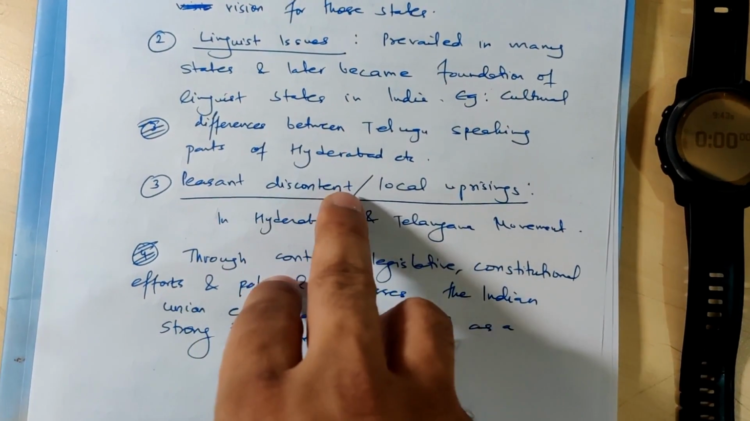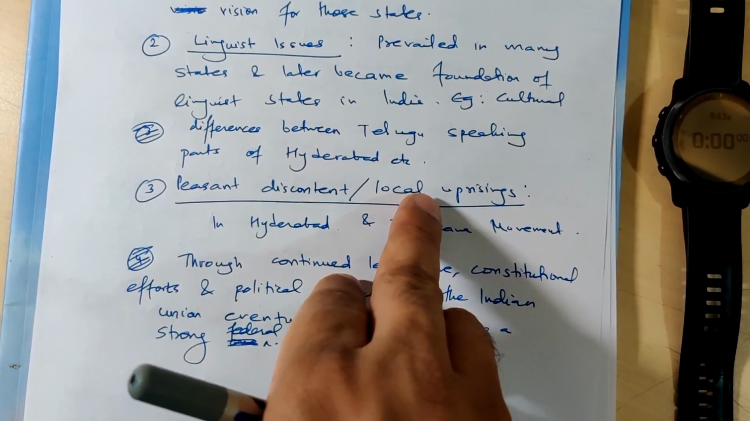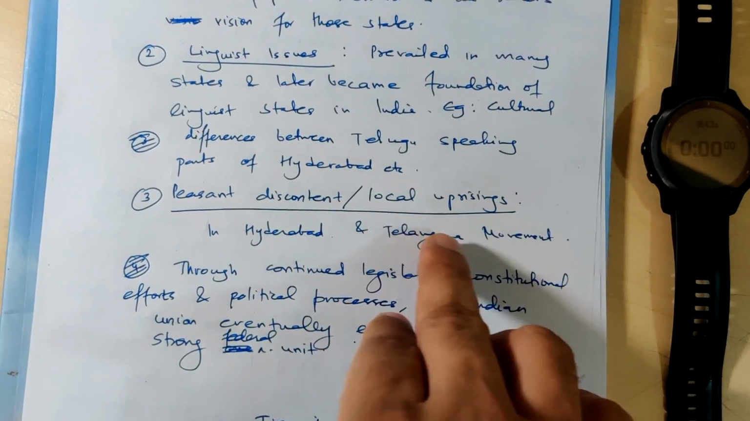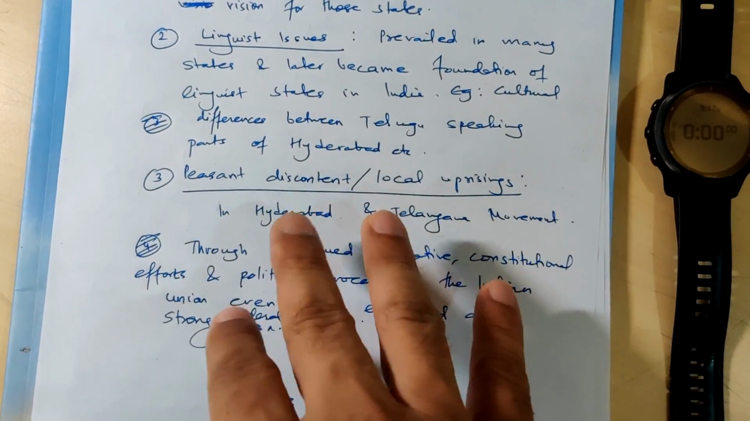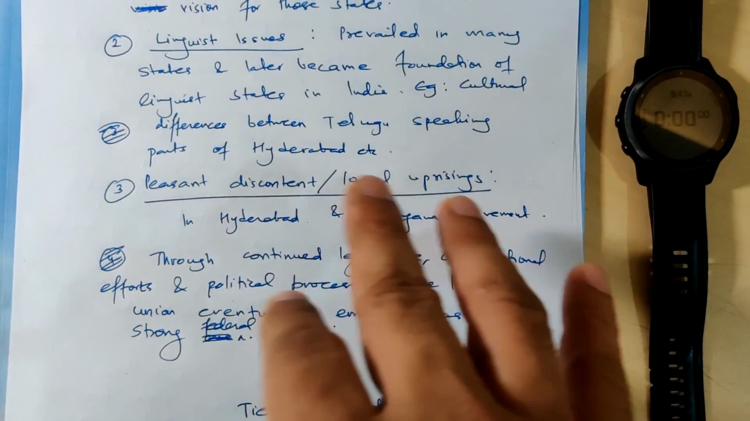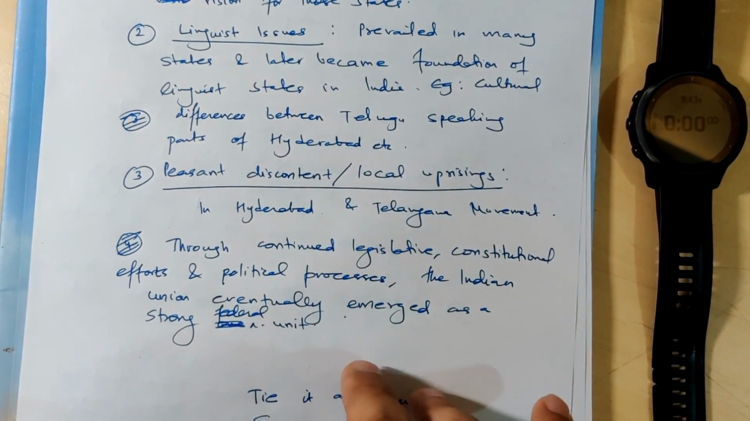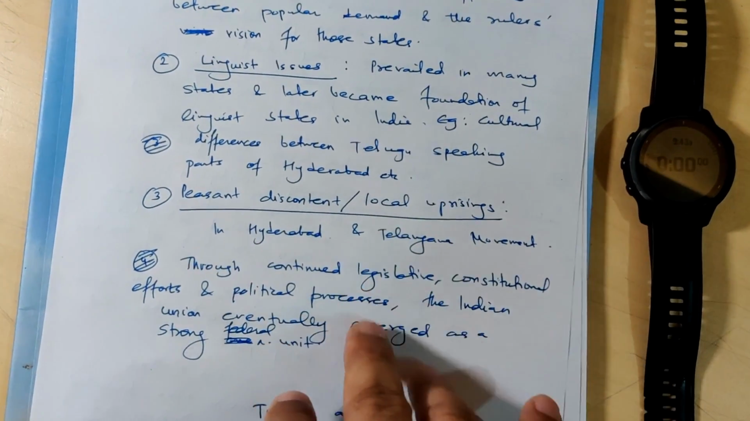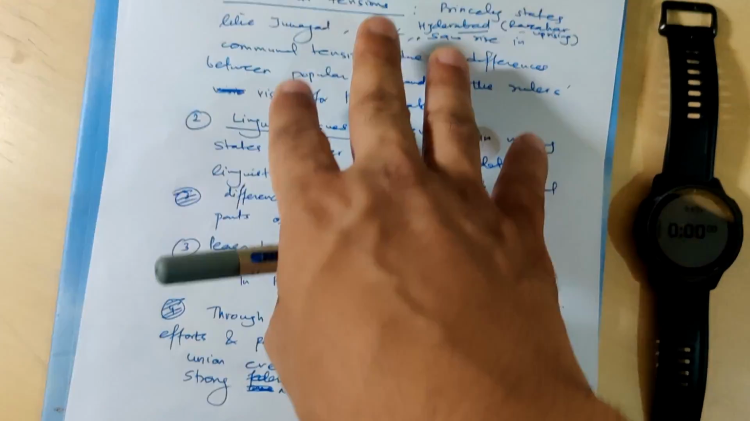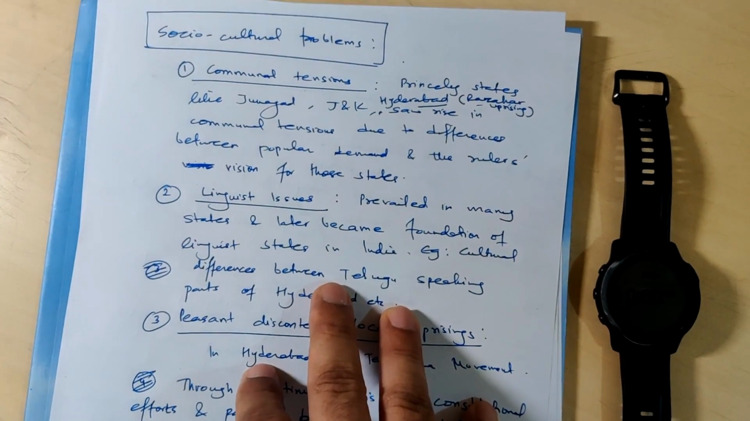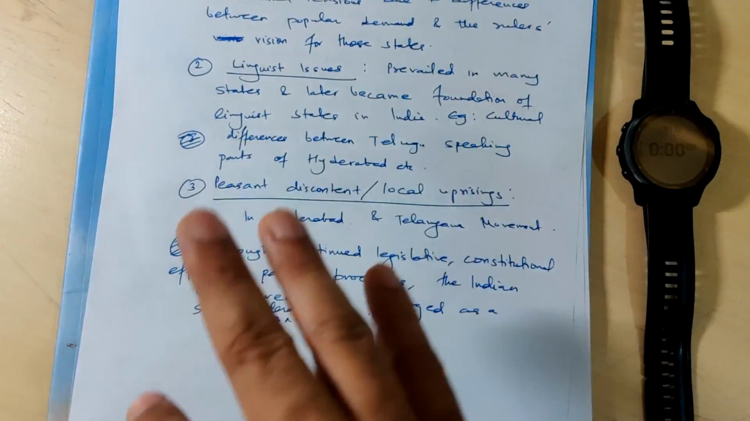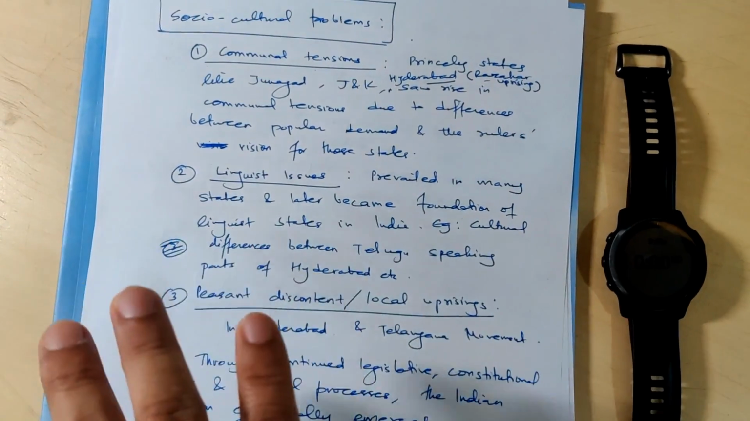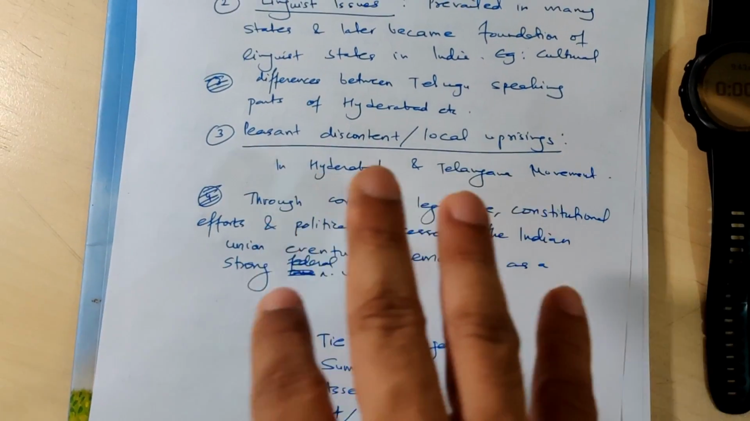Then peasant discontent and local uprisings in Hyderabad and the Telangana movement. Basically, there was a lot of peasant discontent and there were local uprisings happening in Hyderabad, the Telangana movement, because of which social and cultural problems were also arising. Now, I have written enough for socio-cultural problems. I have given various points: linguistic, peasant discontent, communal tensions. Now, I should come to the conclusion.